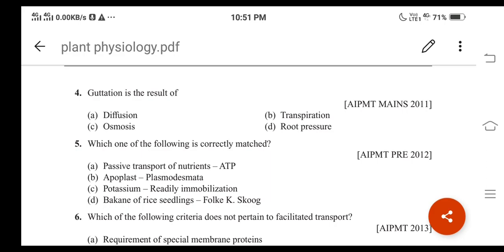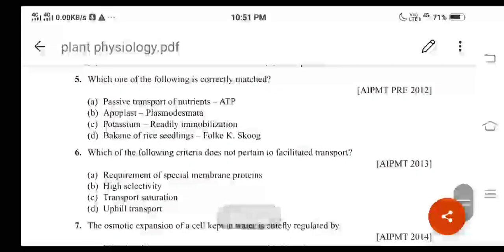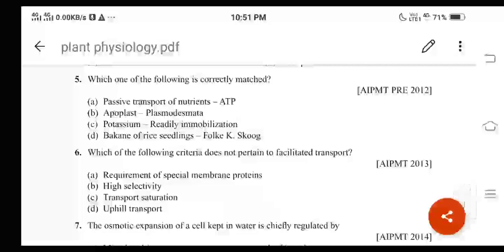Then next one, question number 5: which one of the following is correctly matched? The different options are like this. Passive transport of nutrients, ATP. Remember, passive transport of nutrients does not require any ATP or energy, so A is the incorrect statement. And B, apoplast, plasmodesmata, is also incorrect.